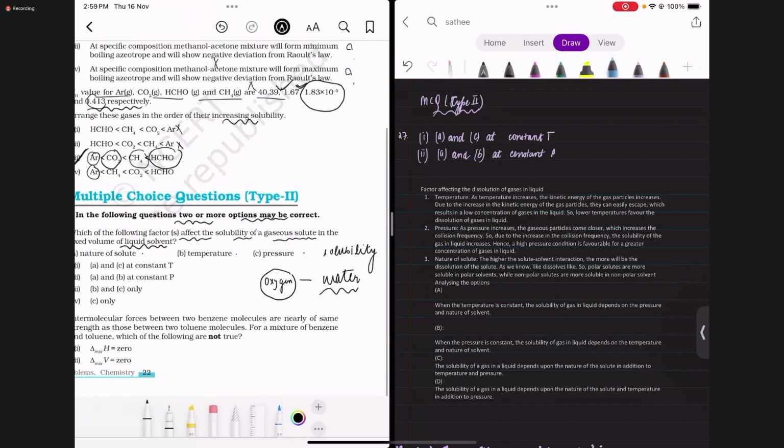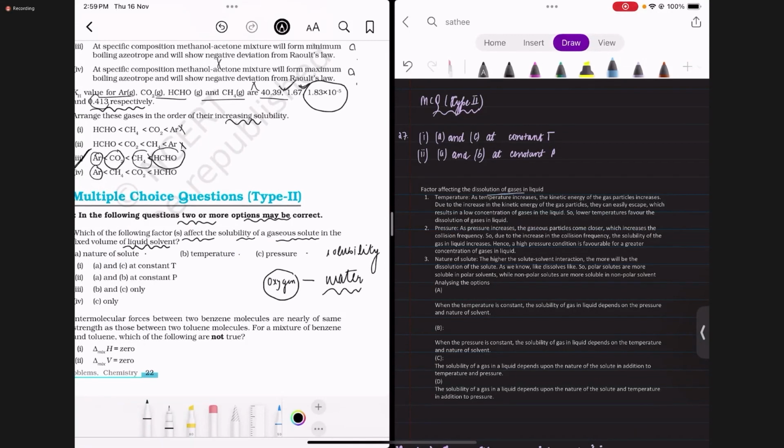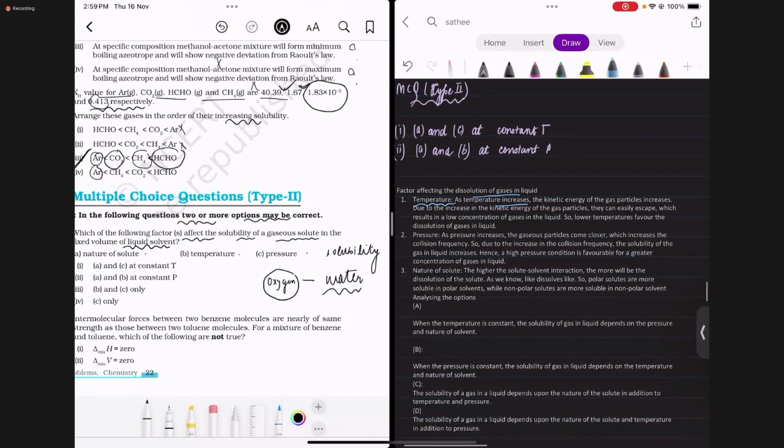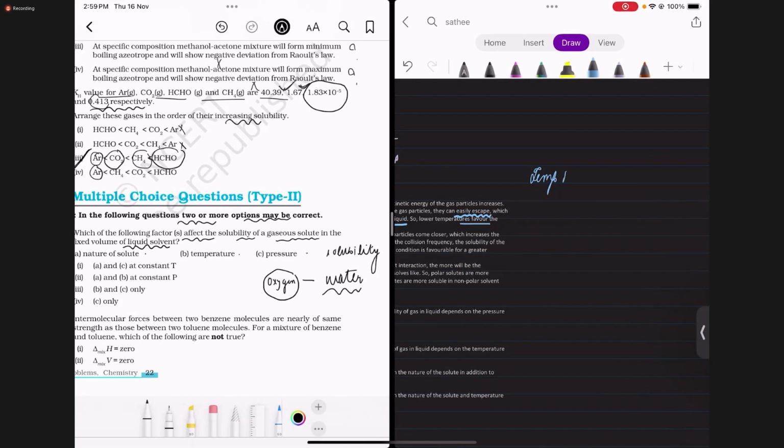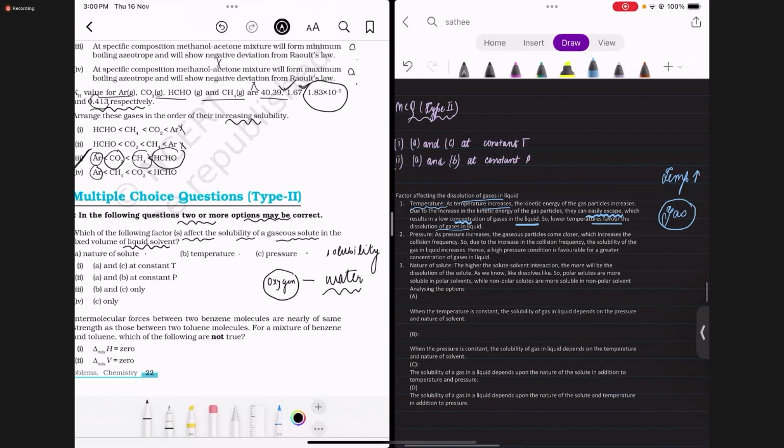For example, what affects the dissolution of gases in liquid? So first is the temperature. As temperature increases, the kinetic energy of gas particles also increases, and because of the increase in kinetic energy of the gas particles, they can easily escape, which results in low concentration of gases in the liquid. So lower temperatures favor the dissolution of gases in liquid. That is, as the temperature increases, the molecules of gas gain kinetic energy, and because of this gain they can easily escape. So when the temperature is low, it favors the dissolution of gases in liquid.